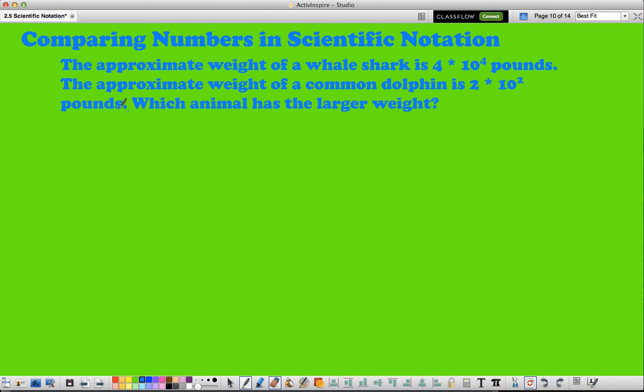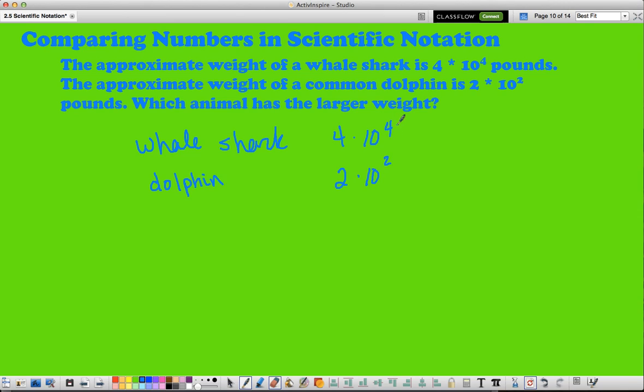All right, when you're comparing numbers in scientific notation, we want to know which animal has the larger weight. We have the whale shark, who is 4 times 10 to the 4th pounds, and the dolphin, who is 2 times 10 to the 2nd pounds. Without extending this out, we want to look at which one is larger.